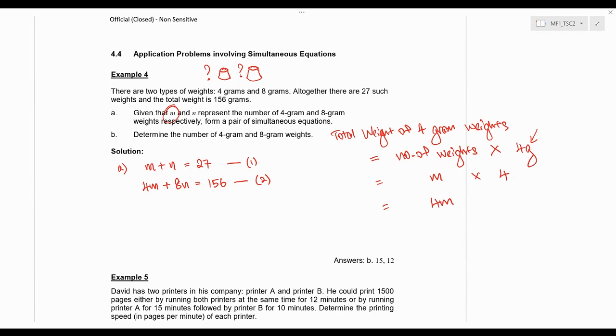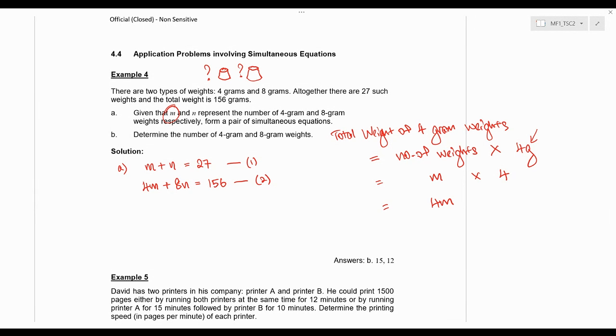So the first equation is the relationship between the number of weights, right? So it's counting. We don't care whether it's a 4-gram or 8-gram. We only know that if there is one of these items, we count it as one. So all in all, there are 27 of them. So you just literally count them off, 1, 2, 3, 4, 5, 6, 7, 8, 9, 10, all the way until 27. So you know there are a total of 27 weights.